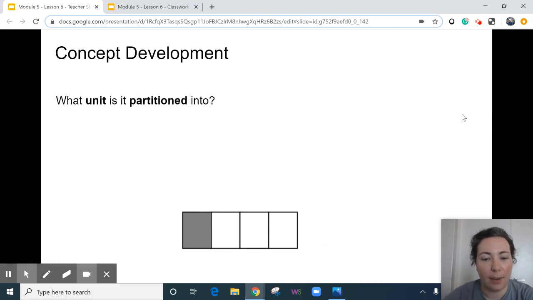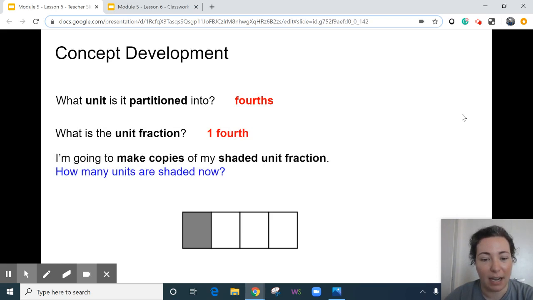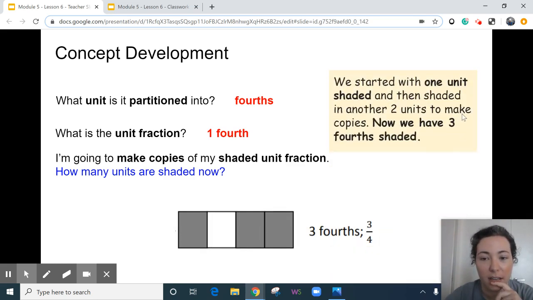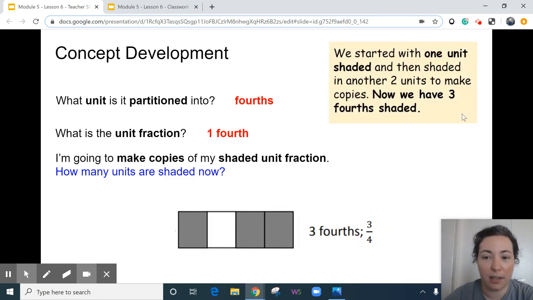All right, now we have a rectangle that has been partitioned into fourths or quarters. The unit fraction would be 1/4. And now again, I'm going to make copies of the shaded unit to fill in some more. So now how many units are shaded? 3/4. 3 of the 4 units are shaded in. Again, we started with 1, we shaded in another 2, so now we have 3/4 shaded.